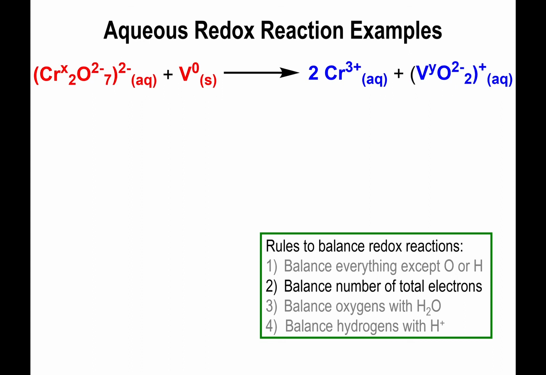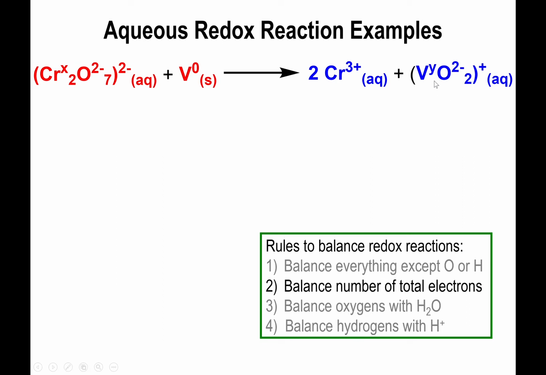But first things first, let me reassemble the polyatomic ions. So we know that dichromate has an overall charge of 2 minus, so I'm writing that outside the parentheses. And individually, each oxygen has a 2 minus charge. The same thing is true in vanadium. A +1 charge applies to the entire vanadium ion, but oxygen by itself has a 2 minus charge.